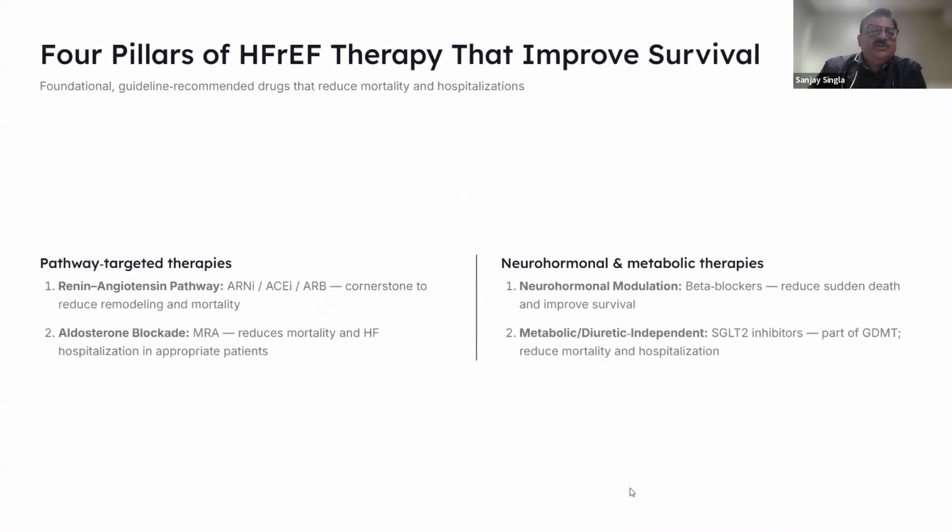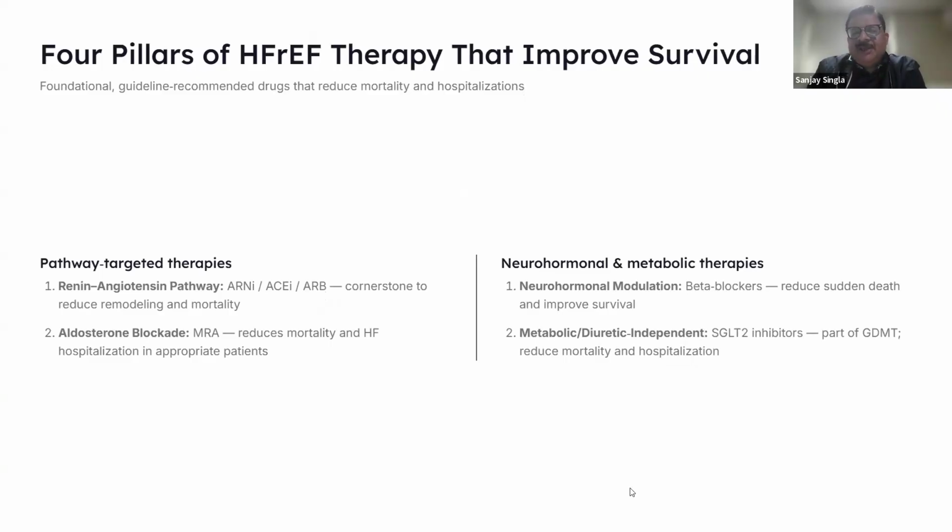This is the same four pillars of HFrEF. First is ARNI, ACE inhibitors or ARBs. The first drug of choice is right now ARNI. Second is MRA, which can be spironolactone or eplerenone. Neurohormone modulation can be done with beta blockers, but if the patient's heart rate is more than 70 in spite of beta blockers, we can go for ivabradine also.